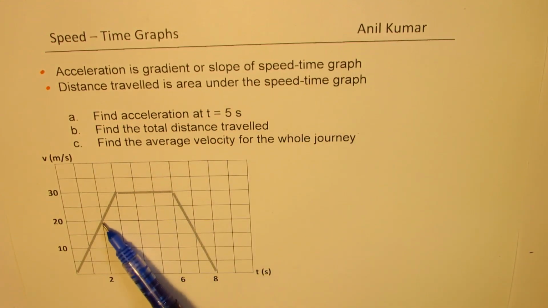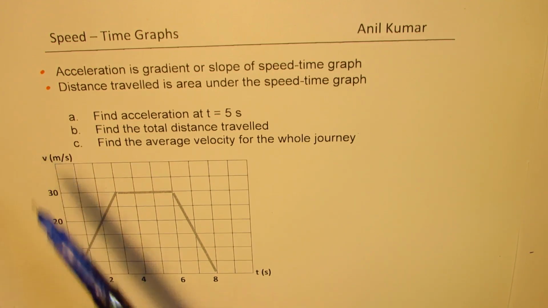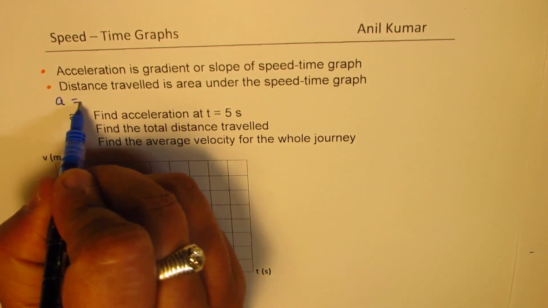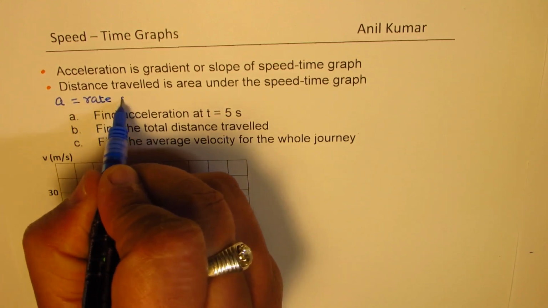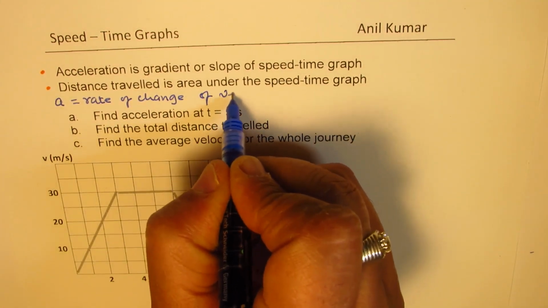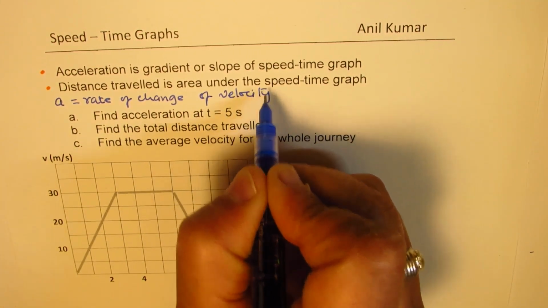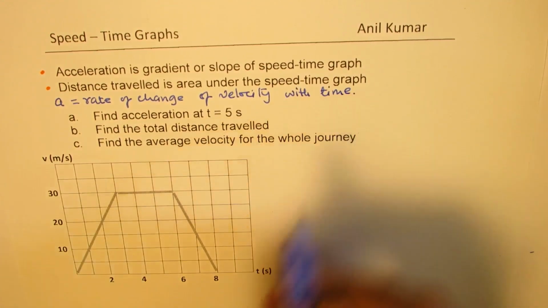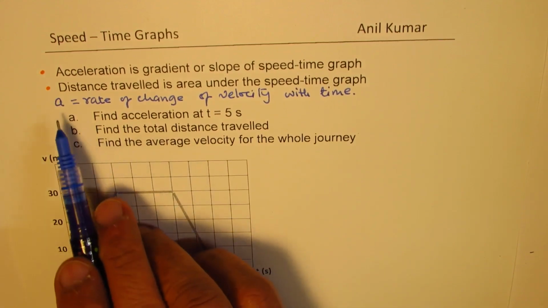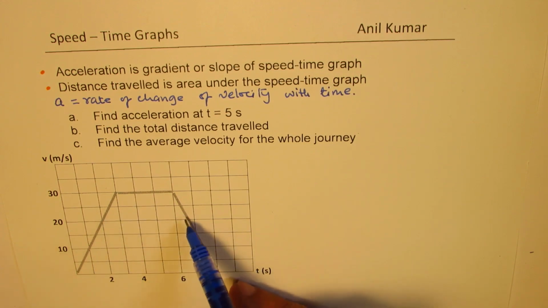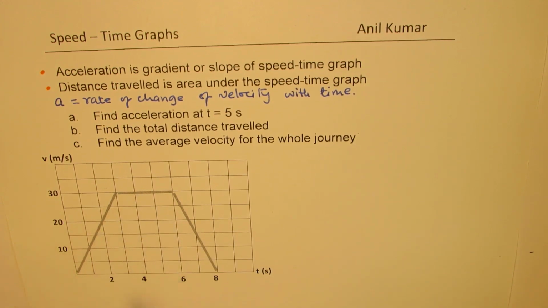So at any point, if I have to find acceleration, I need to find the rate of change of velocity with time, right? So we could also write acceleration a as equal to the rate of change of velocity with time. That is kind of important to understand. Acceleration can be positive or negative. For example, here we have a slope which is going upwards, it will be positive, on this side it will be negative. It could be 0 also.